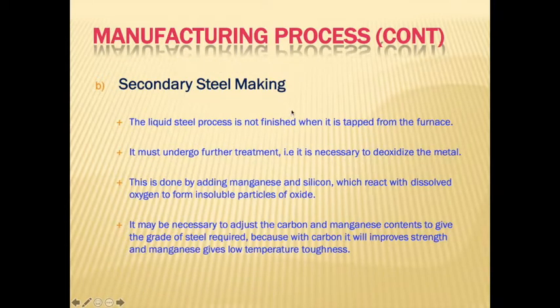Then we have the secondary steel making. The liquid steel process is not finished when it is tapped from the furnace. It must undergo further treatment, which is necessary to deoxidize the metal. It is done by adding manganese and silicon, which react with the dissolved oxygen to form insoluble particles of oxide. It may be necessary to adjust the carbon and manganese contents to give the grade of steel required, because with carbon it will improve the strength and manganese gives low temperature toughness.